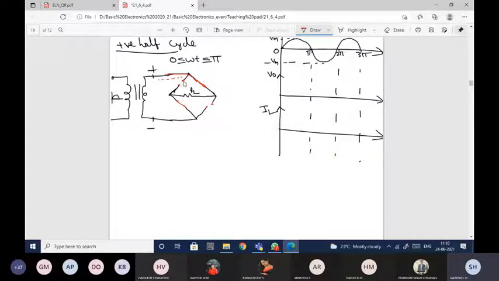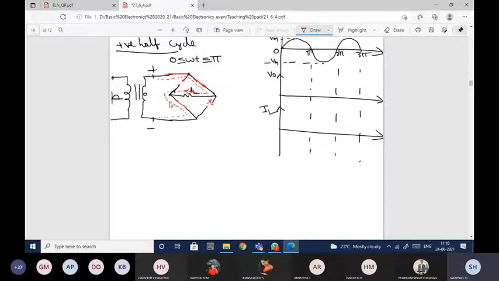This open terminal, since it is open, the current will not flow there, but it will start flowing in this direction. Again, it will not come here, but again it will start flowing in this direction. Then again this way, finally here. So the current direction is in this direction. Like this the current is flowing.